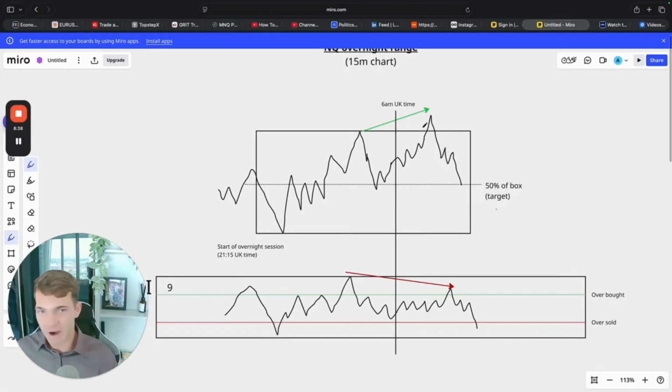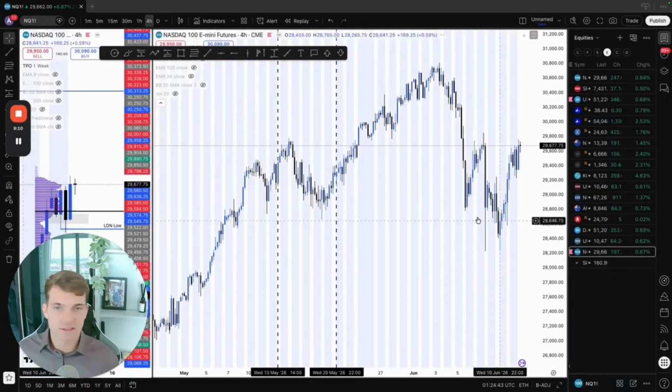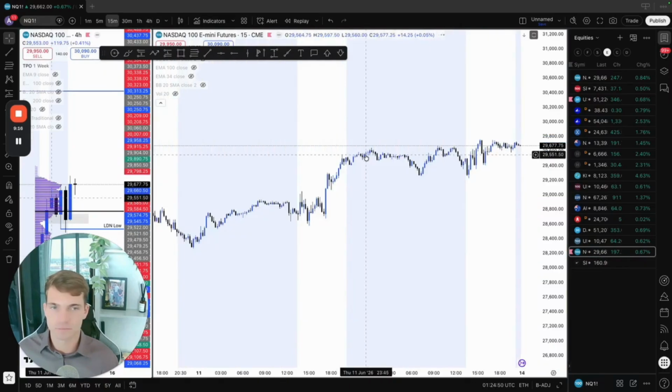So that's the breakdown of it. Now let's get into the charts and give you some real examples of what this actually looks like on the chart and how you should be trading it. A clean Nasdaq chart. Not really.